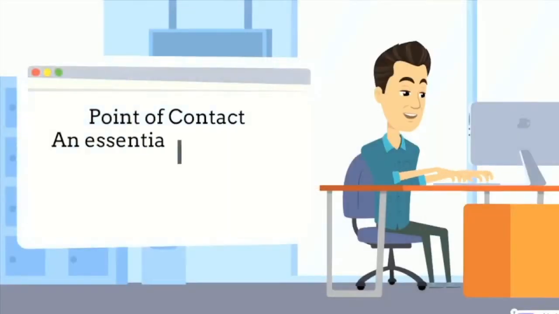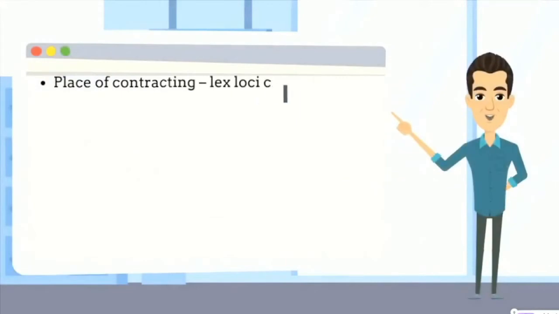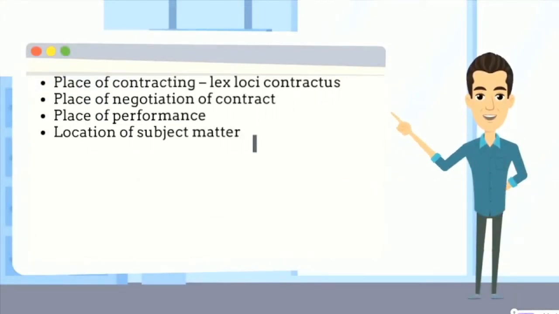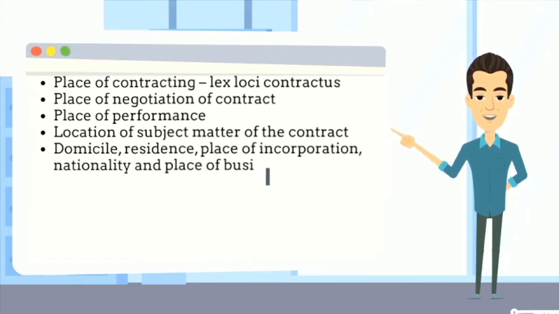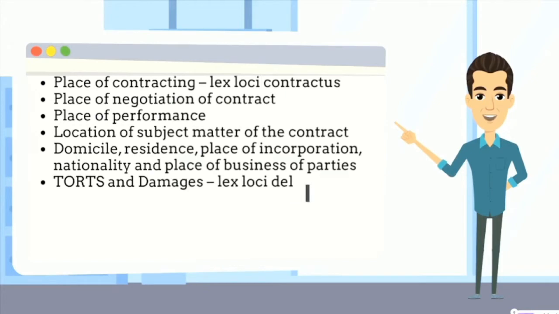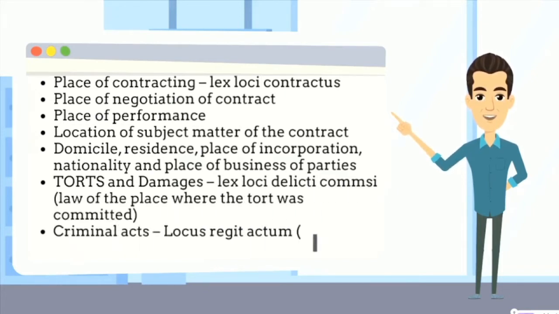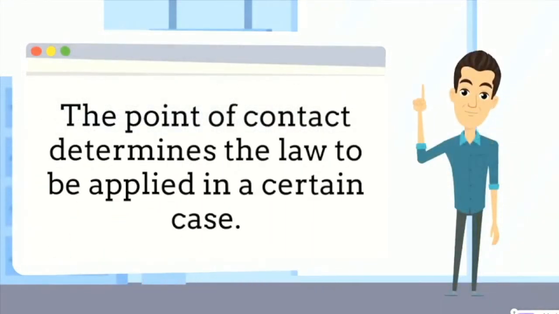Point of contact. An essential element of conflict of laws is the point of contact. Points of contact include place of contracting, where we apply lex loci contractus, place of negotiation of contracts, place of performance, location of subject matter of the contract, the domicile, residence, place of incorporation, nationality, and place of business of parties. And in case of torts and damages, we apply the lex loci delicti commissi, or the law of the place where the tort was committed. And for criminal acts, we apply the locus regit actum, or generally where the criminal act was committed. Point of contact determines the law to be applied in a certain case.